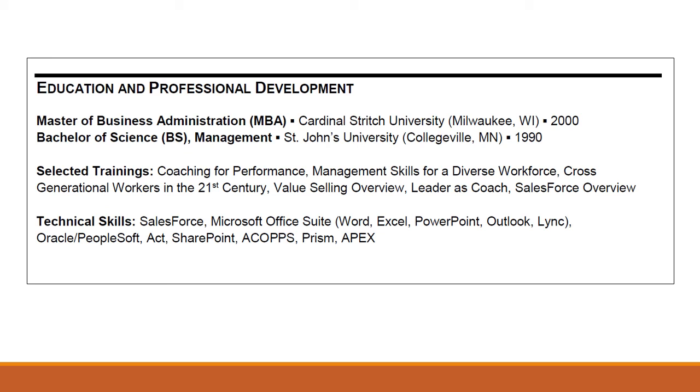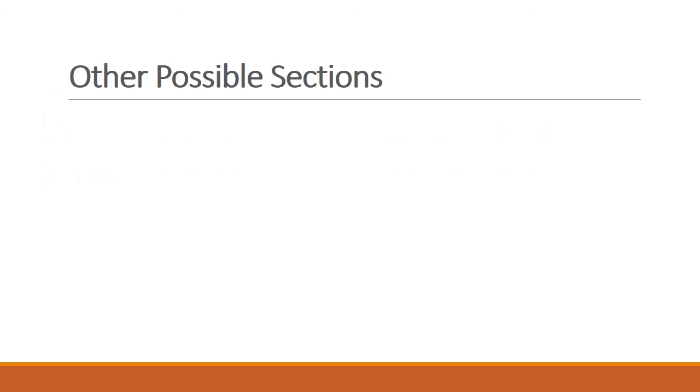So here's how it might look on a resume: MBA, Bachelor of Science, selected trainings. You can put the names of the workshops that you've been to. Technical skills, you can put under here. So that's just one way you can do it. And there's always more than one way to do a resume.